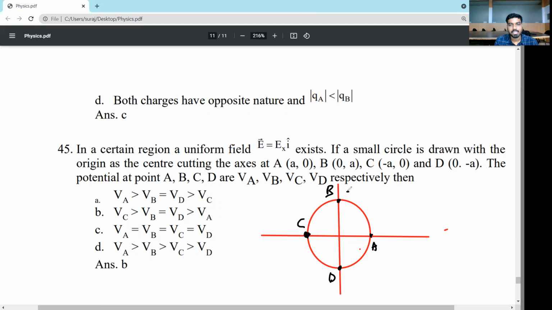Electric field is along i cap, right? So here the potential at B and D should be the same. So this is wrong. And potential decreases in the direction of electric field. That means at A, potential will be lesser than at D and C. C will be highest. B should be correct. Potential decreases in the direction of electric field. Clear?